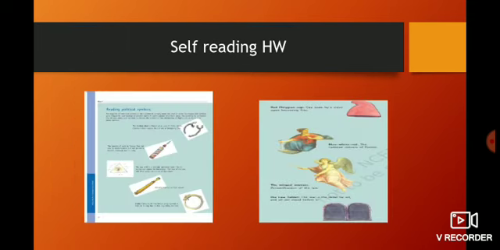So at last, this is self-reading homework, children, which is in your content book, about reading political symbols. Just go through that and make notes of it, or write on paper in proper, neat and legible handwriting. Don't feel it is difficult to read the books, children, because during this quarantine time you are just listening to videos, right? So you are doing less reading and writing work, children. So practice reading.